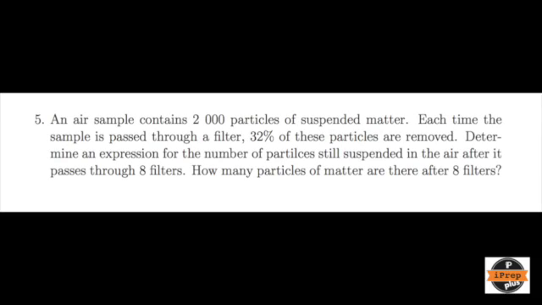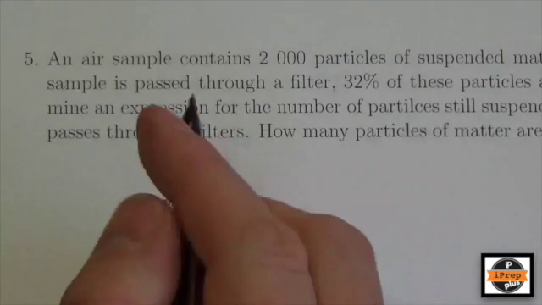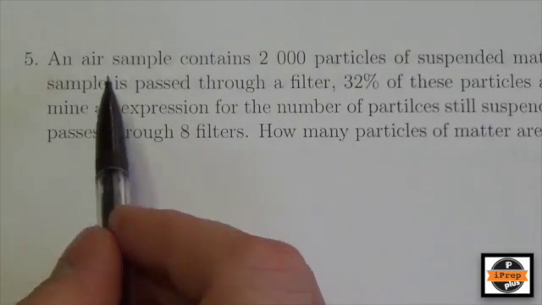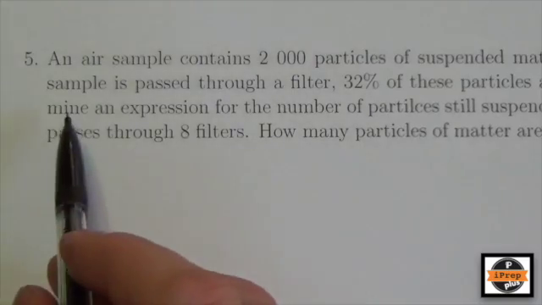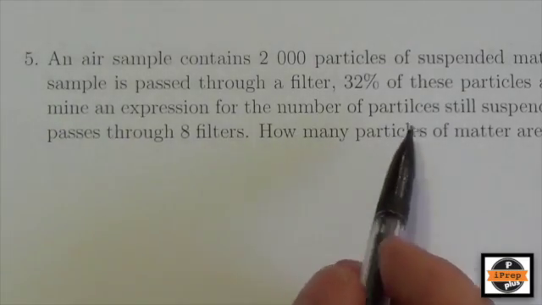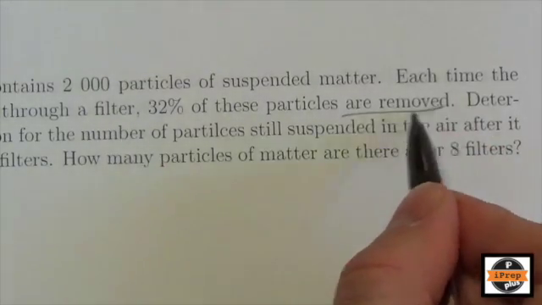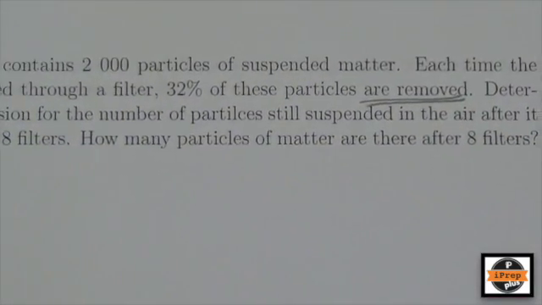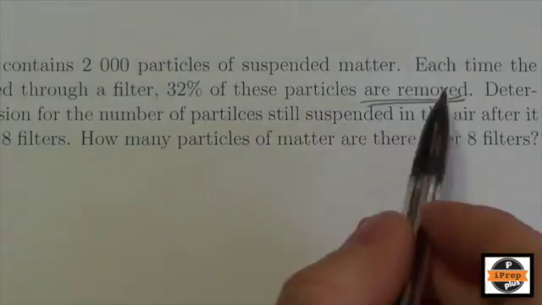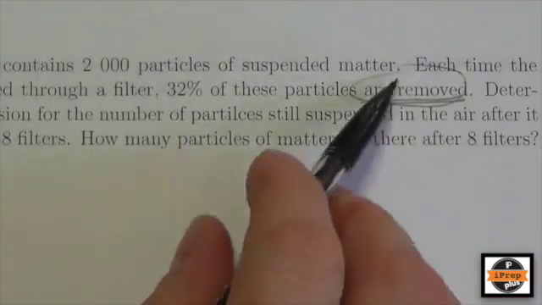Example 5. In this particular problem, we read that an air sample contains 2,000 particles of suspended matter, and each time the sample is passed through a filter, 32% of these particles are removed. We really have to focus on that, because we mentioned before that our model should always reflect what is left over, not what's removed. So the fact that it's being removed is a key thing to look at here.